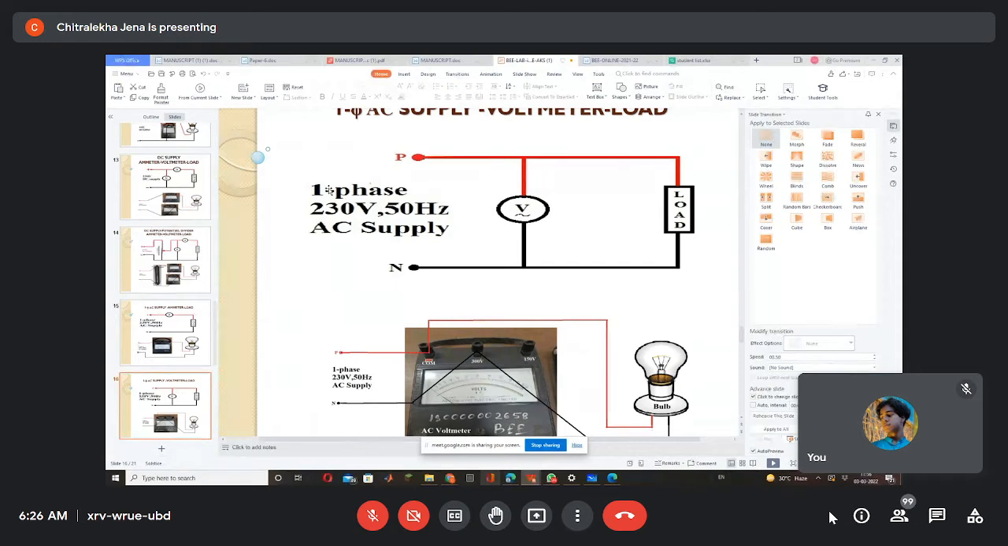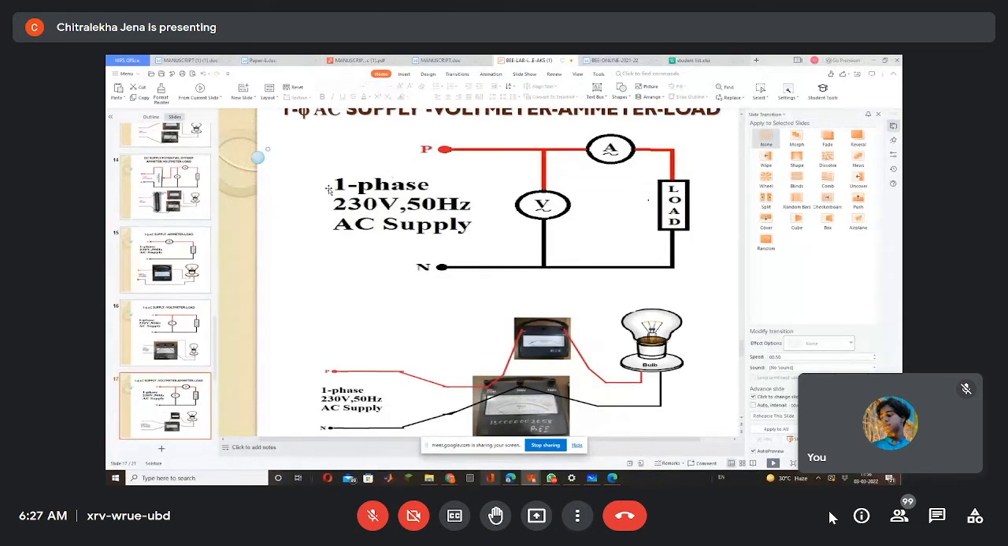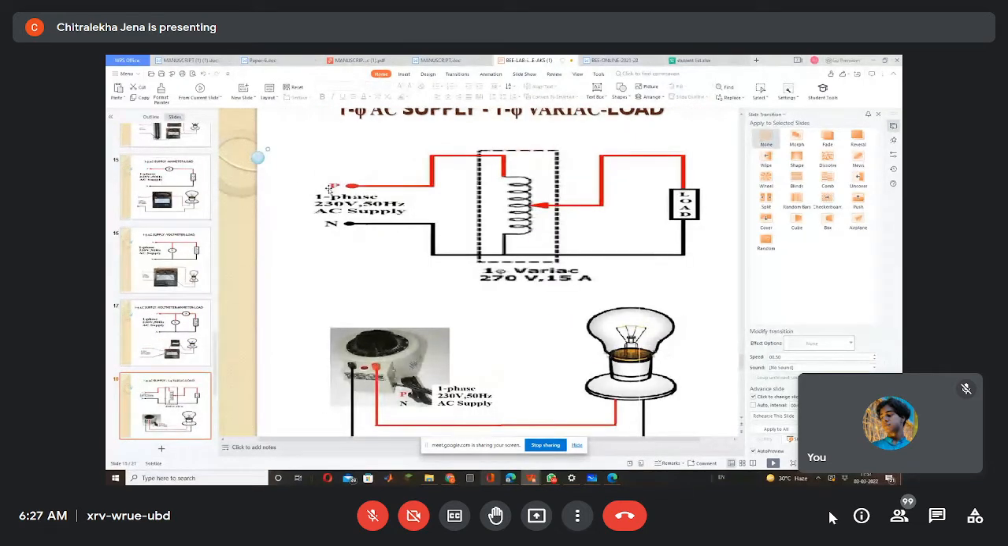The process is the same. The connection is the same. The voltmeter will be connected in parallel. The ammeter will be connected in series. But a sinusoidal symbol will be there. From there itself you can know whether it is a DC ammeter or an AC ammeter. So this is your single phase variac. As I've already told you, a single phase 230 volt AC supply is there.